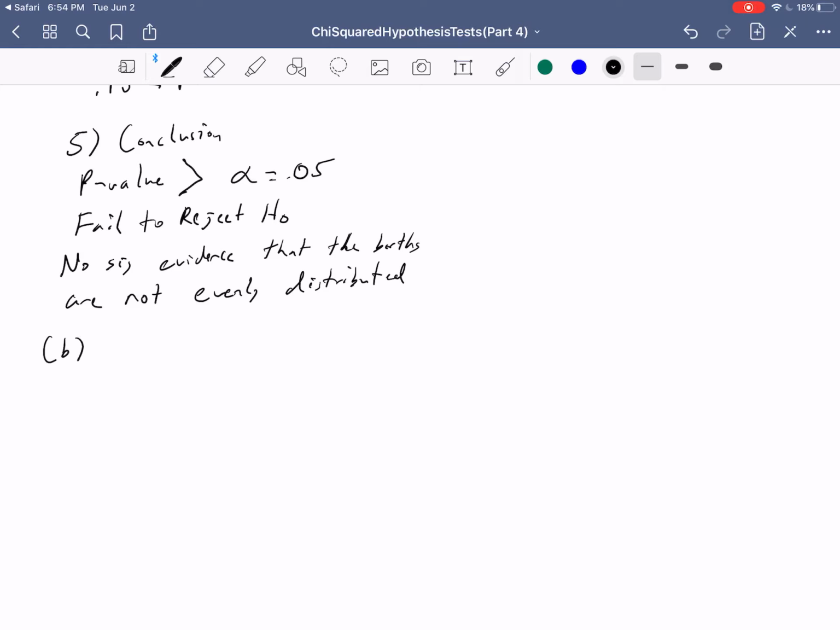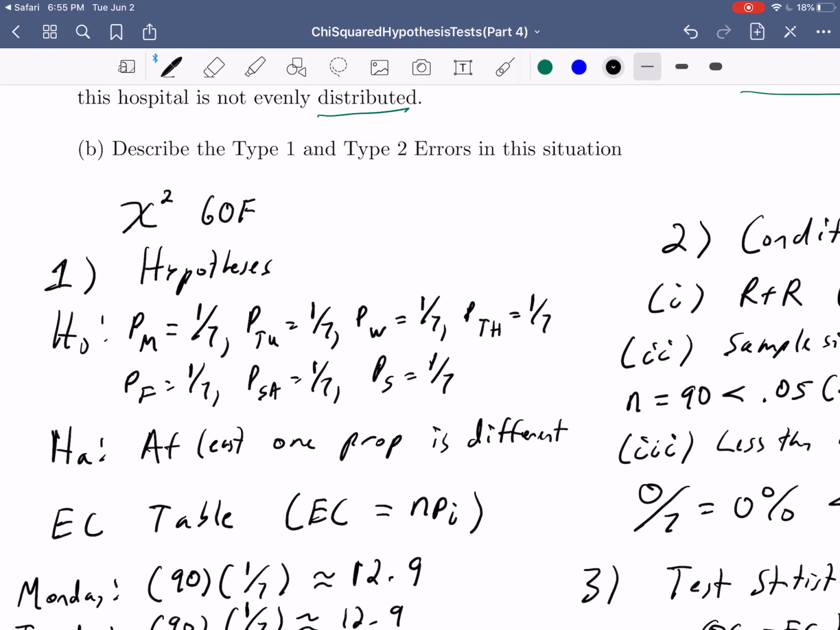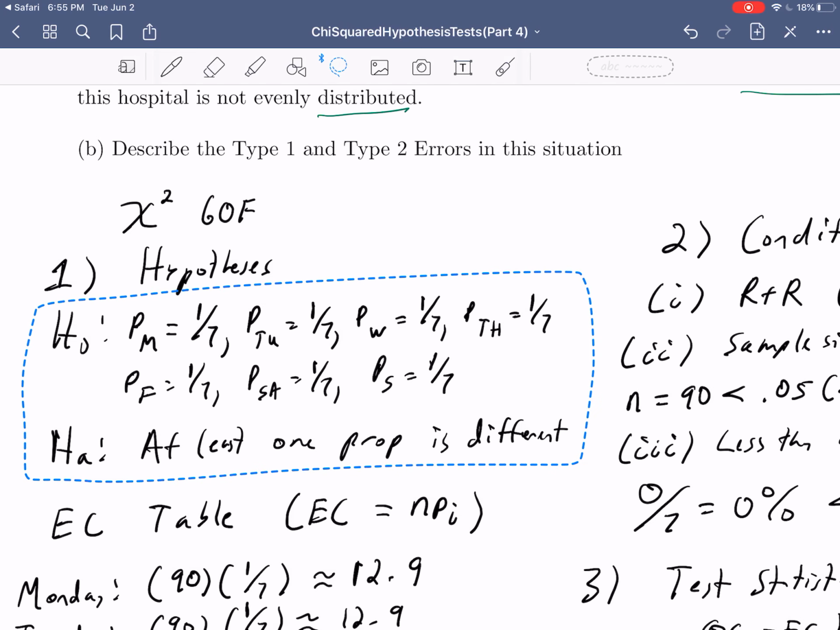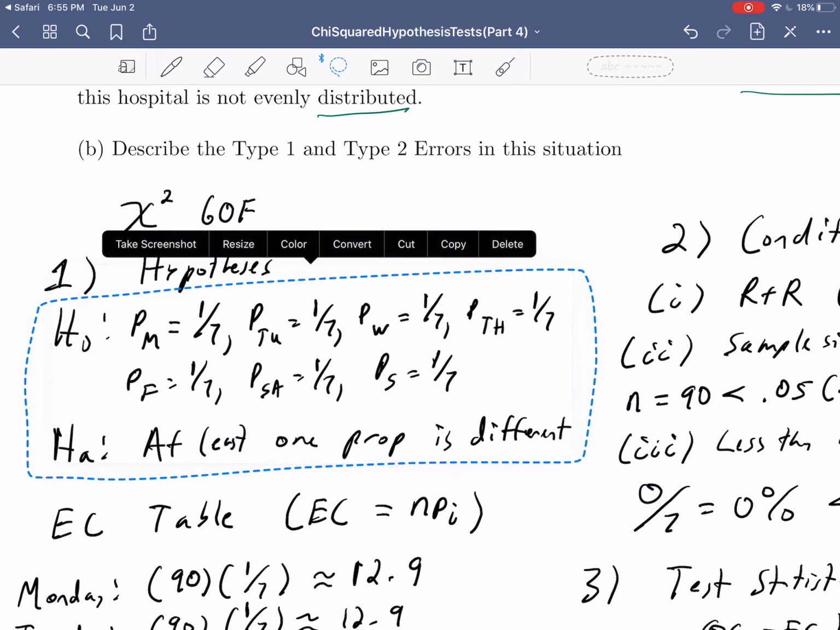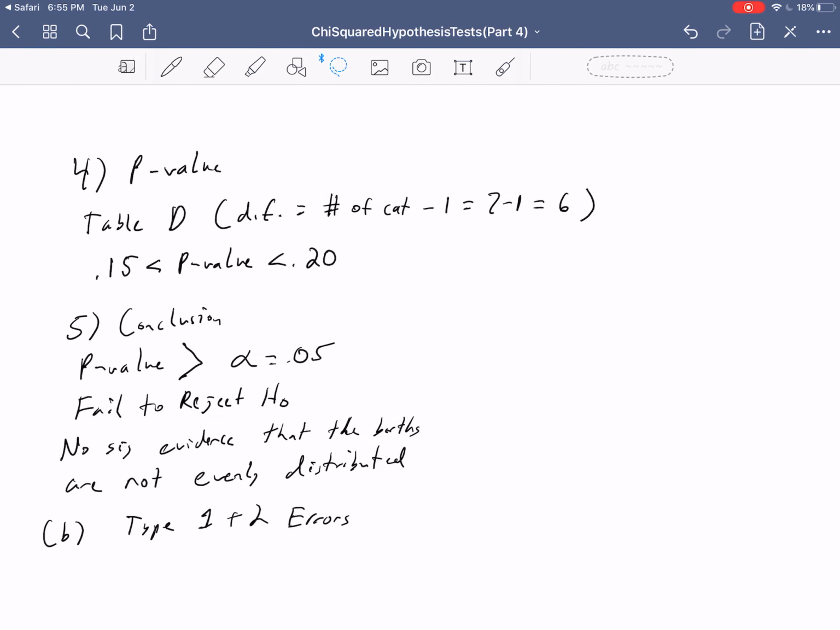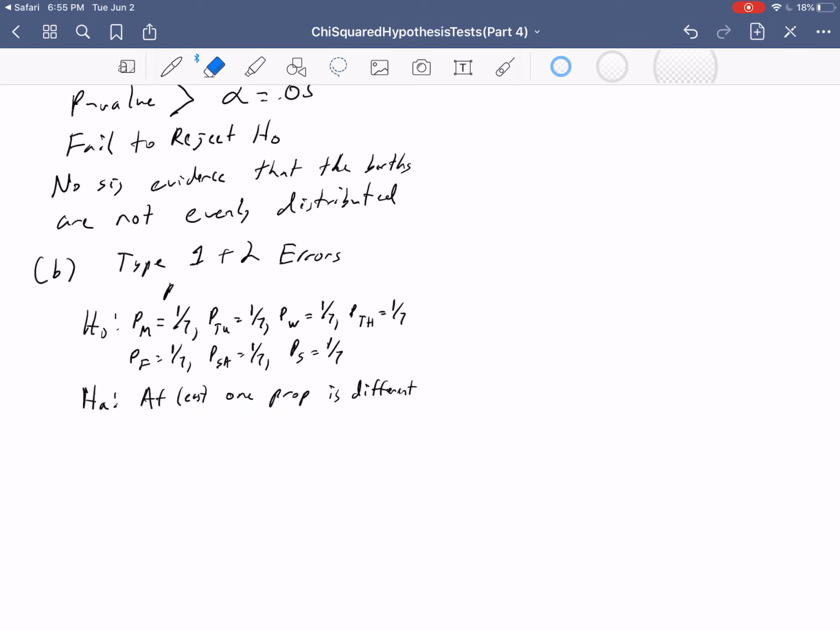So for part B, we're going to talk about the type 1 and 2 errors. As always, let's grab our hypotheses to make this a little bit easier. Always nicer to have the hypotheses when you're looking at doing the errors here. So there's our hypotheses. Can't get it to copy for some reason. There we go. So let's pop that right there. Okay. Don't know which one came along with that, but that's okay. All right, so remember, null hypothesis, evenly distributed, alternate, not evenly distributed.